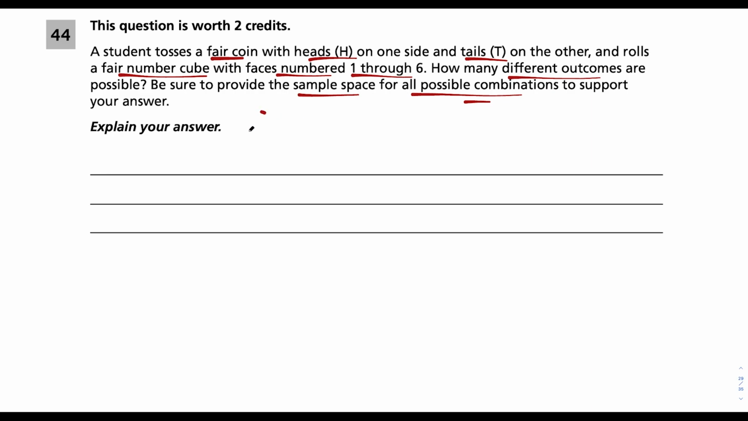So for this one here, what I'm thinking of right away is I'm using the multiplication principle. So if we're doing two things, we're tossing a fair coin, there's 2 options. We could either get heads or we could get tails. And now we're going to multiply that by the number of options for the cube. Well, we could either roll a 1, 2, 3, 4, 5, 6. So that's 6 possibilities. So we're going to multiply the 2 possibilities for the coin by the 6 possibilities for the fair number cube. And 2 times 6 is going to give us 12. So there are 12 possible outcomes.